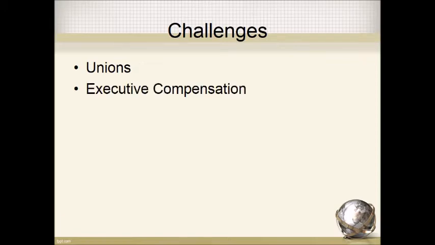Another issue is executive compensation. And that's the difference. It involves a difference in pay between workers and the CEOs of companies. Sometimes there's a great variance. The CEO could be making thousands of times the amount that the average low-level worker makes. Some people think that the differential in the United States is too different. It's too great.